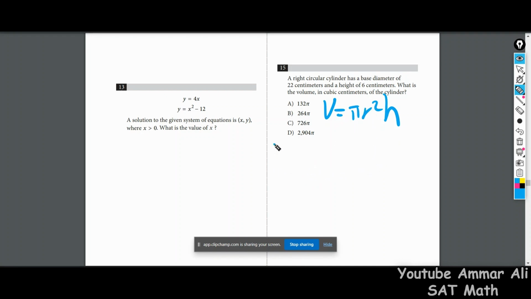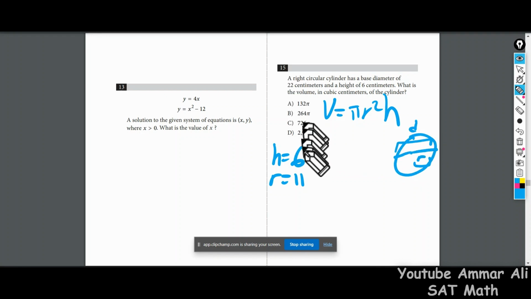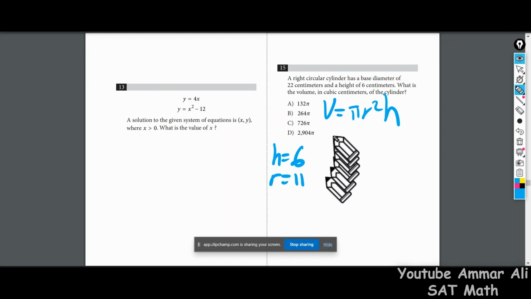So let's just write out what we know. We know that h is equal to 6. What is r? They don't give us r, but they instead give us the diameter. So instead of r being 22, it's actually going to be 11, because the diameter is basically 2r. If we have a circle, r is just that distance right there, and the distance across the entire circle is the diameter. So that's where they're trying to trick you up, so just be mindful of that. When they give you the diameter, it's always 2 times the radius, or in other words, the radius is half the diameter.